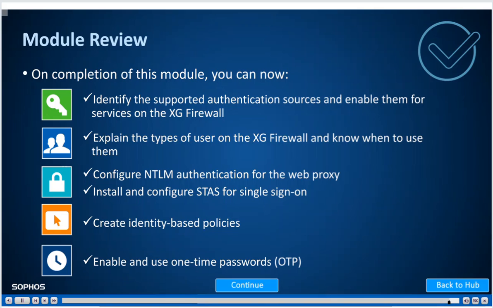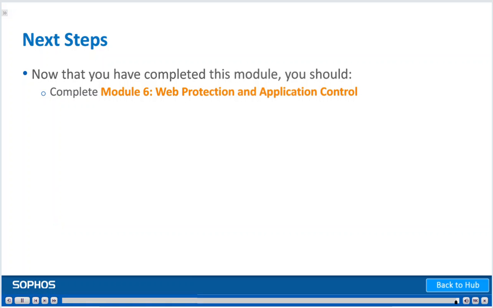On completion of this module, you should now be able to perform the actions shown here. Please take a moment to review these. If you are not confident that you have met these objectives, please review the material covered in this module. Click Continue when you are ready to proceed. Now that you have completed this module, you should complete Module 6, Web Protection and Application Control.